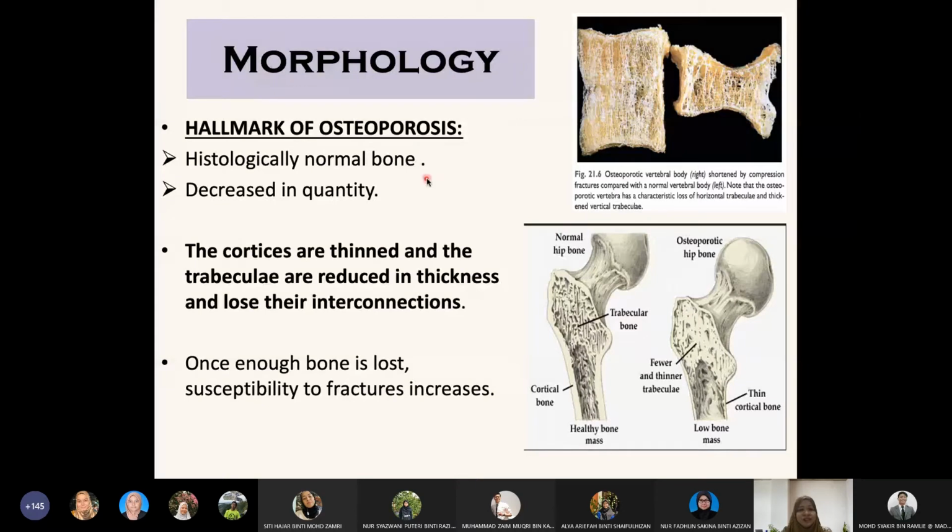Okay. So as for the morphology, the hallmark of osteoporosis: histologically, the bone is normal. However, it will be decreased in quantity. So this is the normal bone, and this is the osteoporotic bone. You have the cortical bone here, you have the trabecular bone here. What happens is the cortical bone will be thin, there will be reduced thickness of the trabeculae, and the interconnections will be lost. Once enough bone is lost, the patient will be susceptible to fracture.